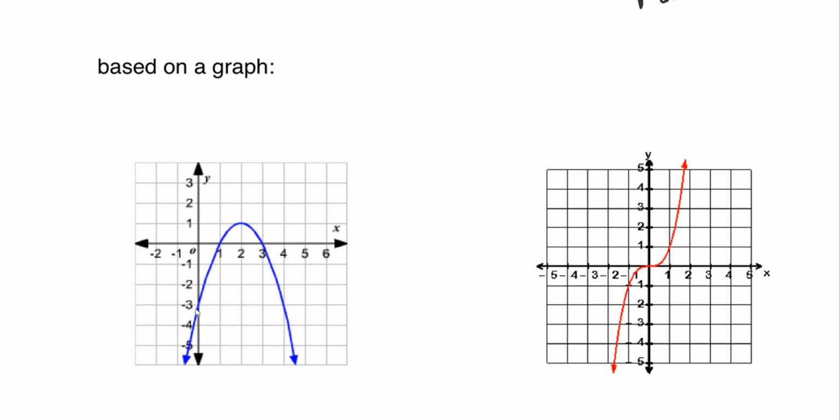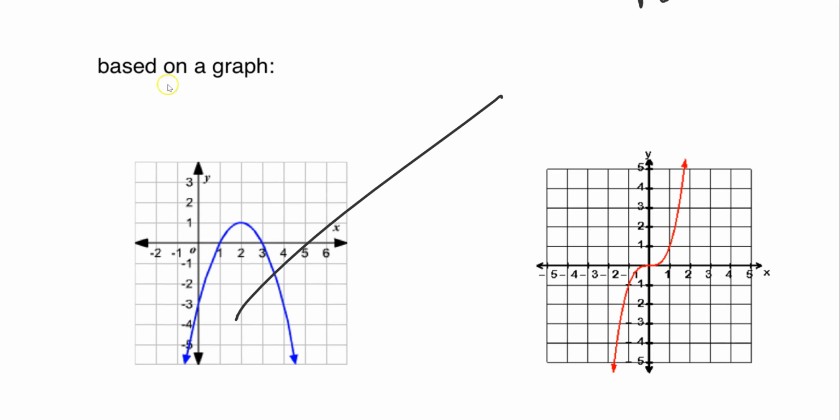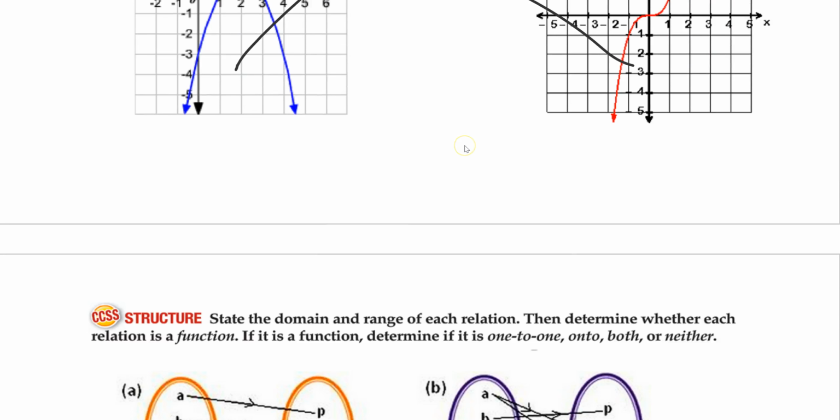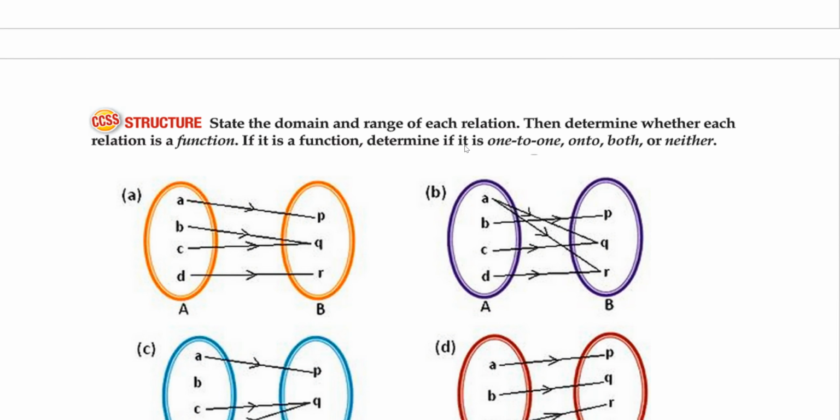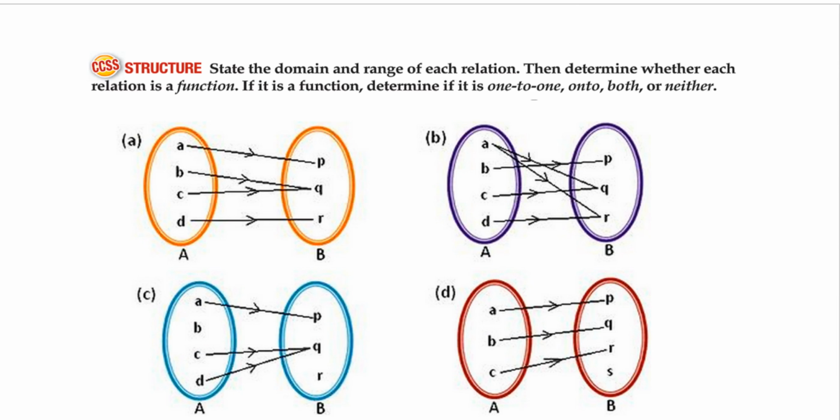Now, based on a graph, we're actually not going to do that based on onto. I won't ever ask you based on onto. They have to tell you the ranges first. It gets complicated, so don't worry about that. Let's do some examples. Same idea. I just want to know if this is a function, yes or no. If it is a function, is it onto or one-to-one?